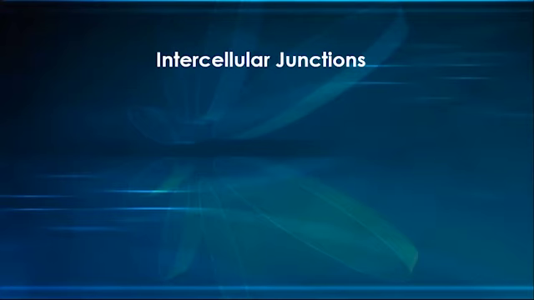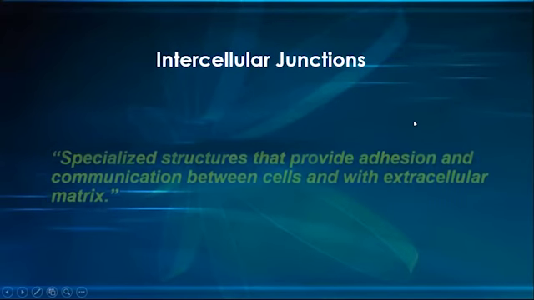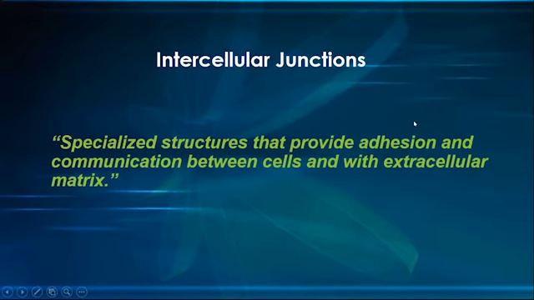Okay, and in this chapter, we will start up with the intercellular junctions today. So this is the basic definition of the intercellular junction, that these are the specialized structures that provide adhesion as well as the different modes of communication between the cell and also between the cell and the extracellular matrix.